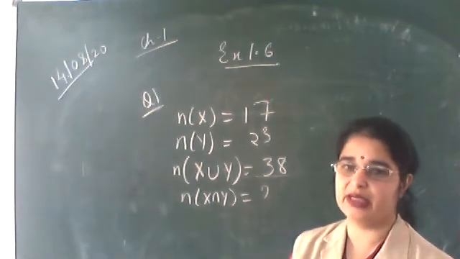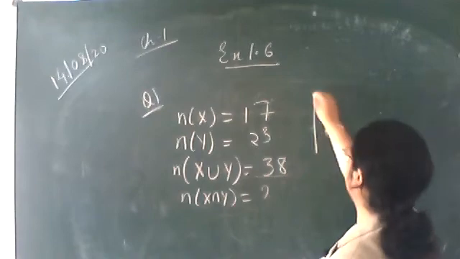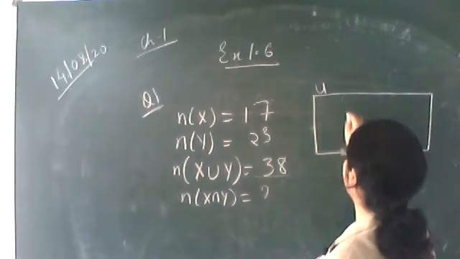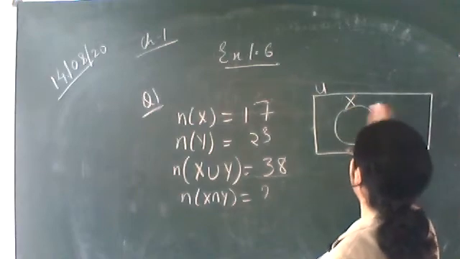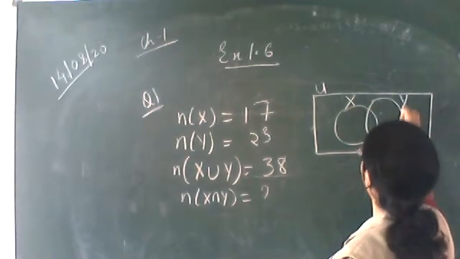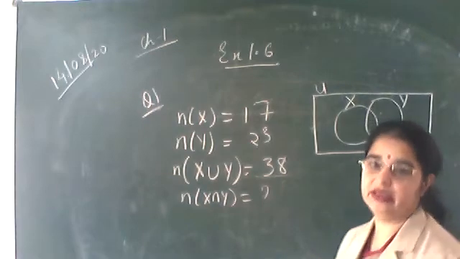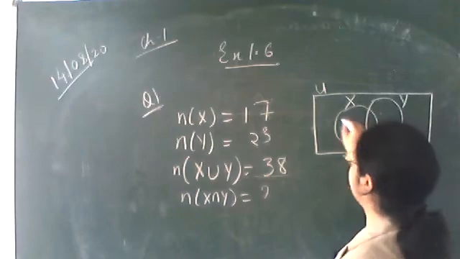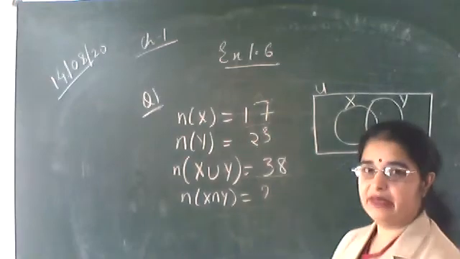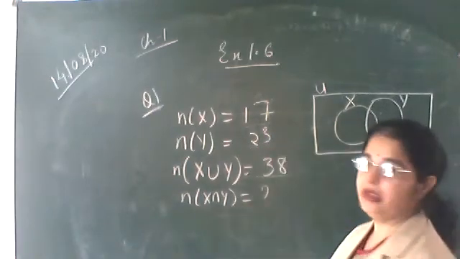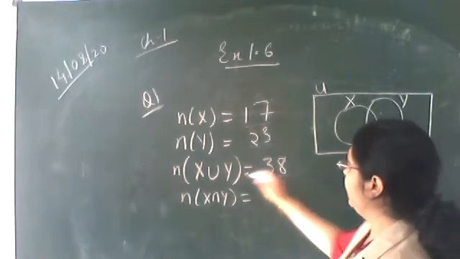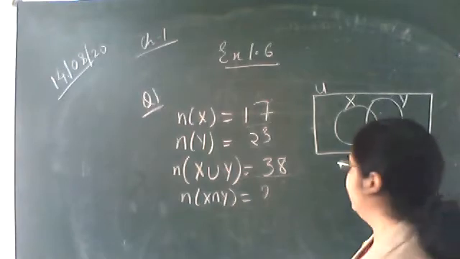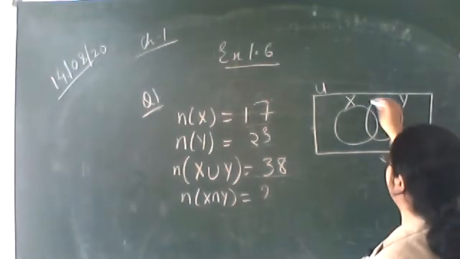If you remember, yesterday I told you one thing, and I am telling you again. If we have a universal set, this is your set x, this is your set y. It can be a, b, x, y, p, q, any name you can give with capital letters. Clear? x has 17 elements, y has 23 elements, and x union y has 38 elements.